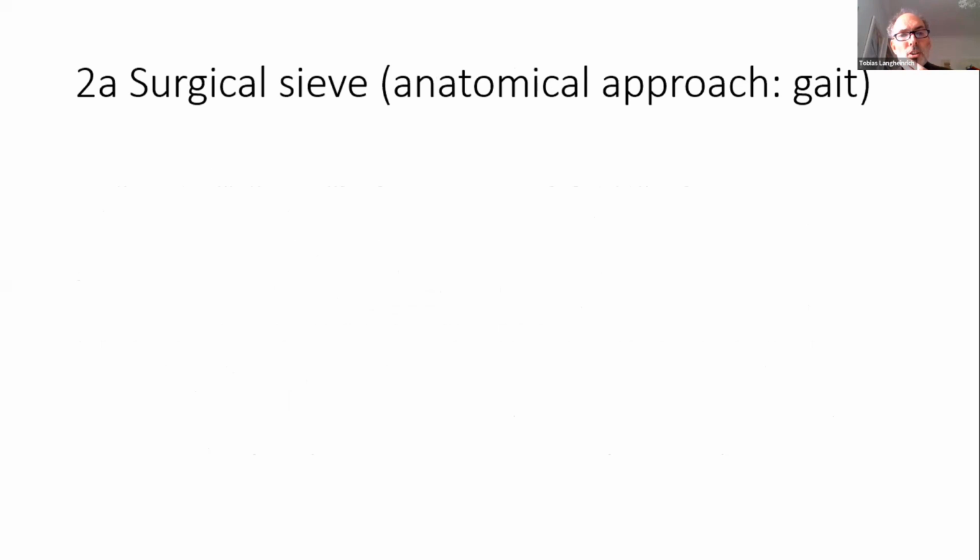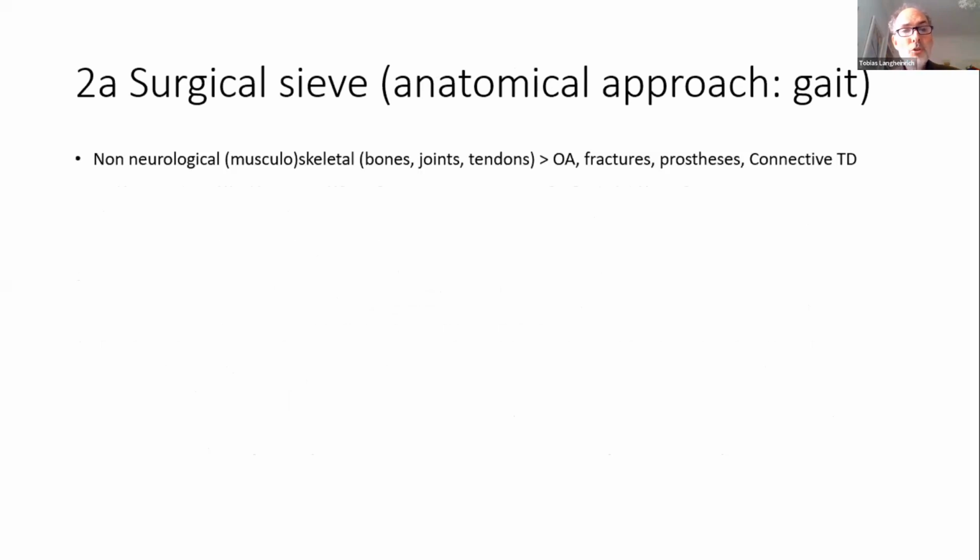So to the surgical sieve, this is an anatomical approach. And with regards to gait, obviously, you can have non-neurological reasons for that, musculoskeletal, so one would inquire and examine for bone, joints and tendons.